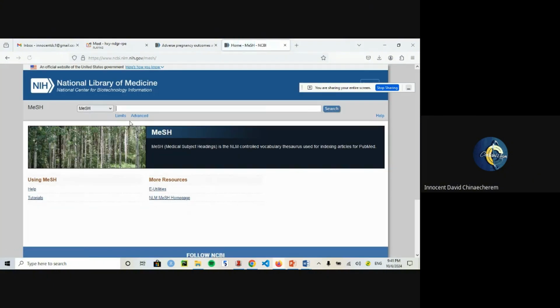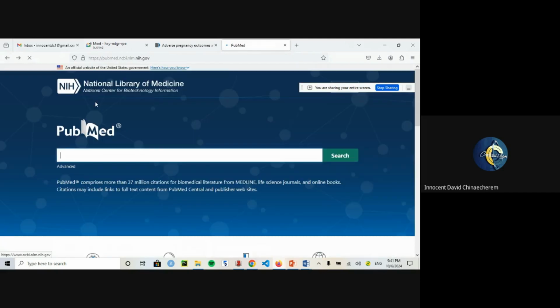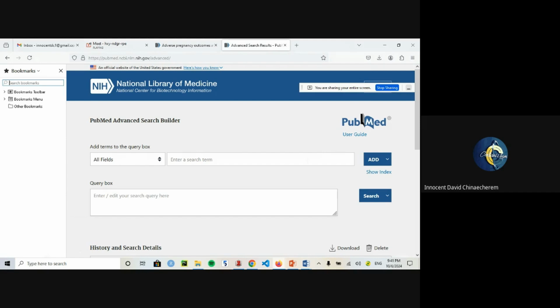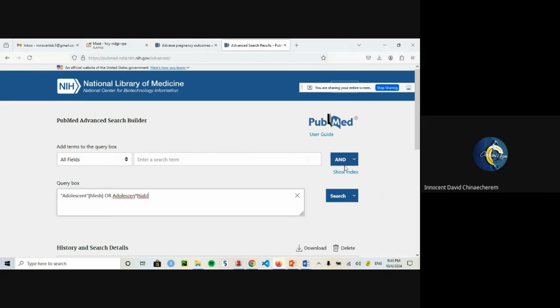Right, so this is just, no, not here. We'll go to advanced. So this is where we build our search, right? We build our search. So if I come here, sorry, I'll put here and add. So I put it add with or.